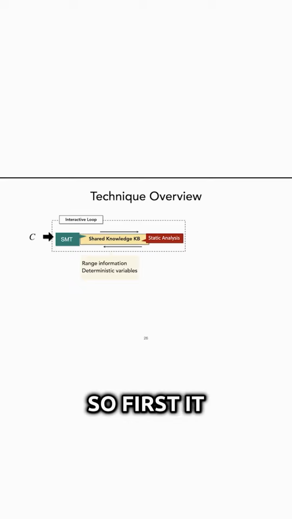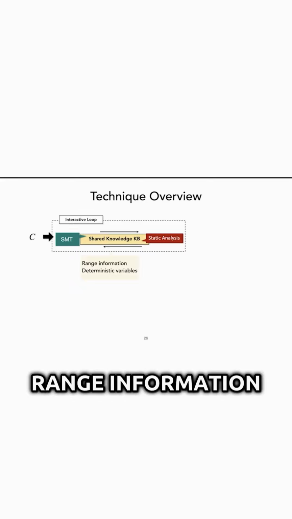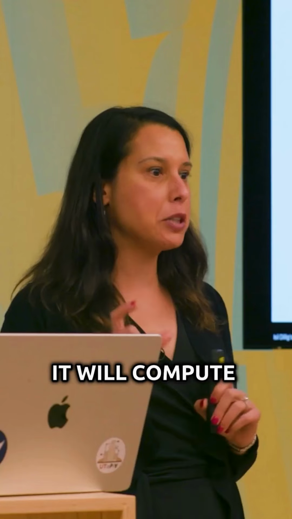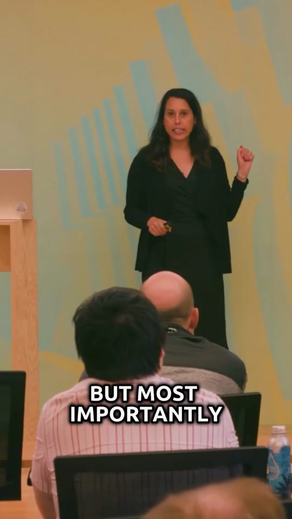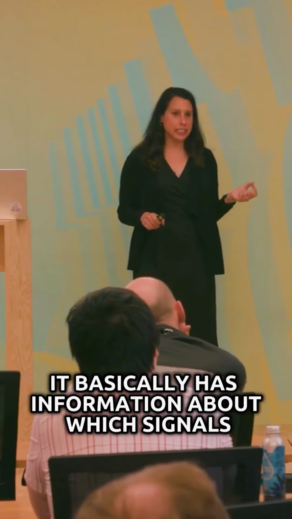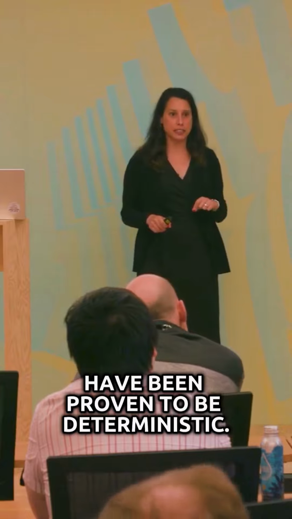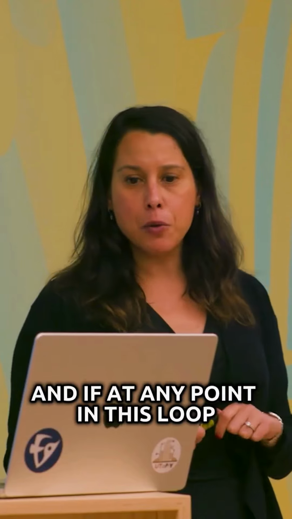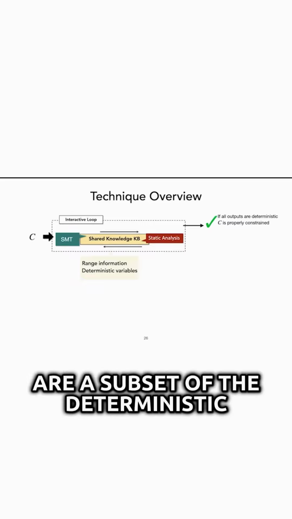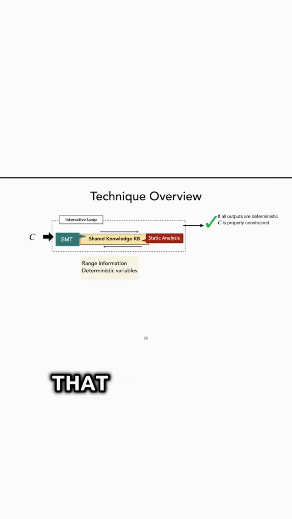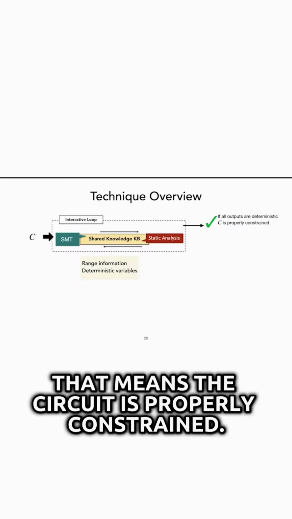First, as Daejun was saying, range information turns out to be useful, so it will compute range information for all the signals. But most importantly, it has information about which signals have been proven to be deterministic. And if at any point in this loop we find that the output variables are a subset of the deterministic variables in our knowledge base, that means the circuit is properly constrained.